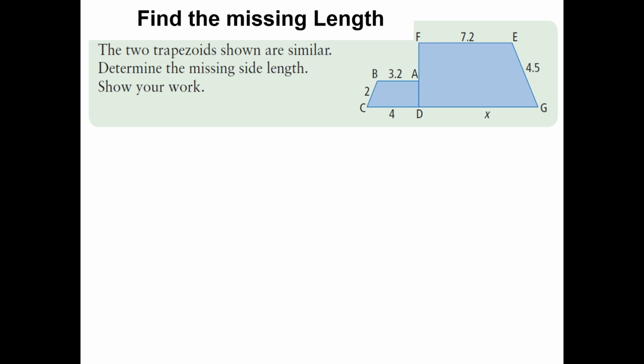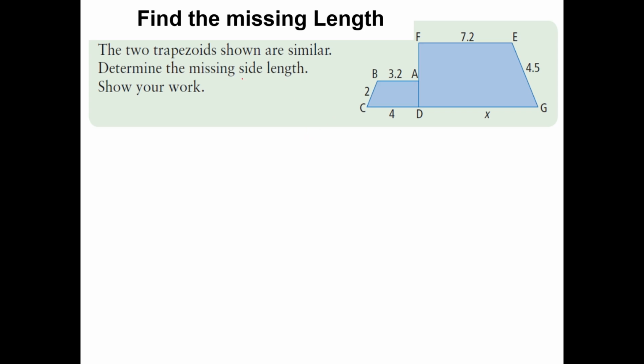Hi class, in this video I'm going to teach you how to find the missing length of a shape that is not a triangle, meaning it's going to be a shape that has more angles than a triangle. So any shape with an angle of 4 or greater. In this case, this shape here is a trapezoid, so this is going to be a quadrilateral.